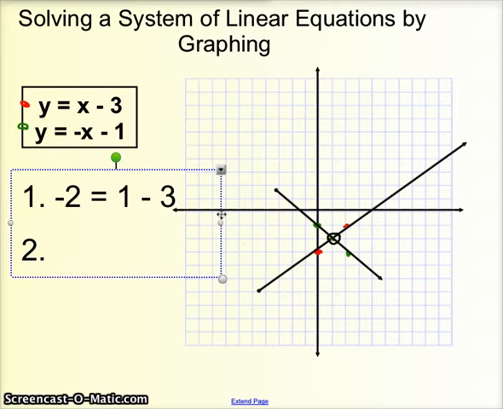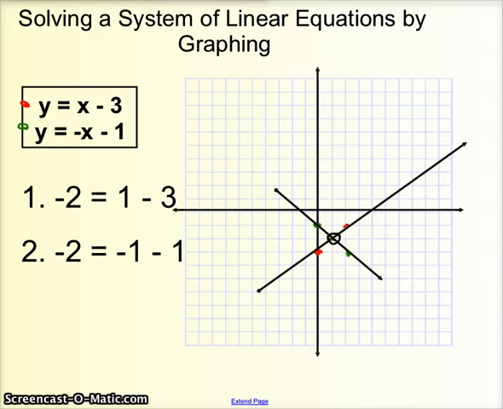In the second equation, I can plug in negative 2 again equals negative 1 minus 1. So negative 1 minus 1 is negative 2. Negative 2 equals negative 2. Yes, this is a correct solution. Now you will try one.